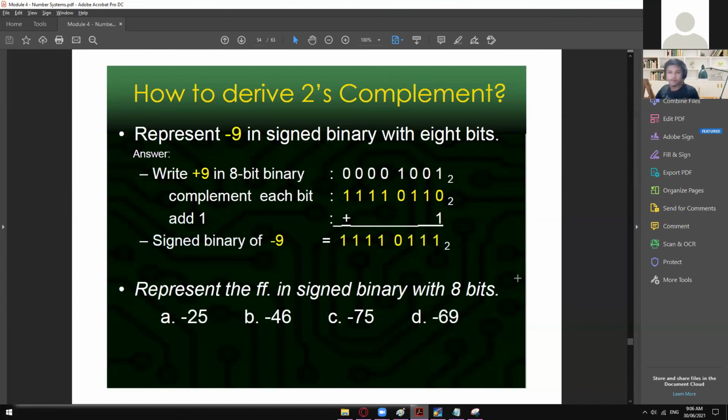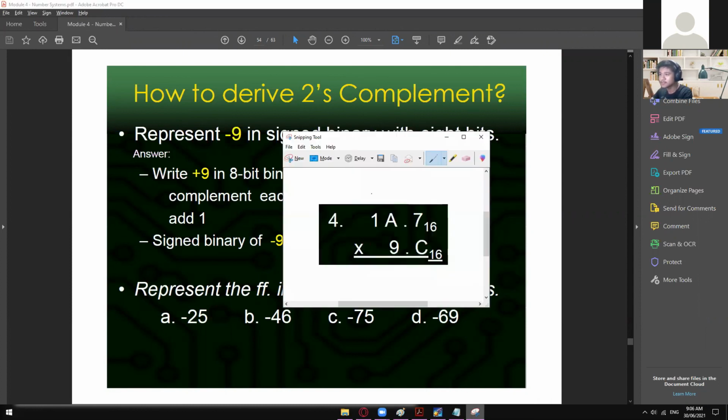Were you able to get this one so far? Just familiarize those 3 steps. The first one is write that number in the normal way, +9, then complement, and then add 1, and then that's now the signed binary number of that specific number. So let's have one example.